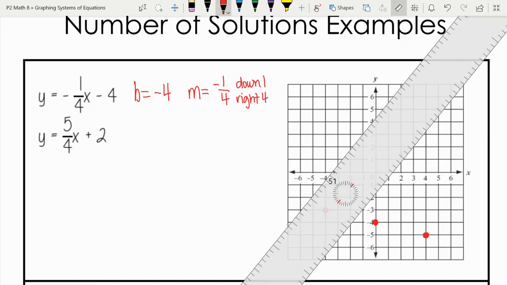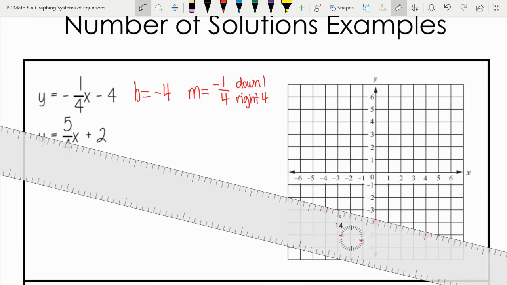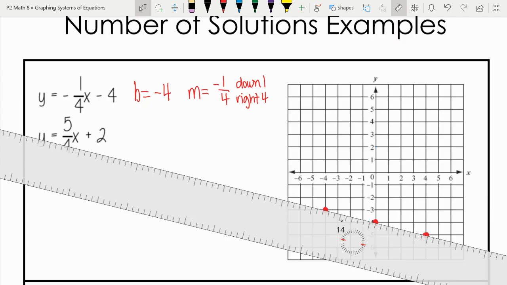And once I have enough points to create a nice long line, I'm going to go ahead and connect them to create my line, just like that.